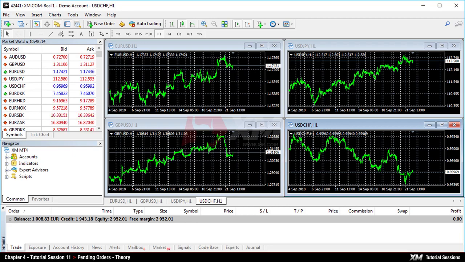Moreover, you can decide on the expiration date of a pending order. If the price does not reach the required level within a certain time frame, MT4 automatically deletes the order. First, let's see some more details about pending orders.